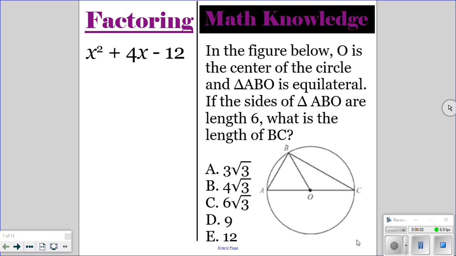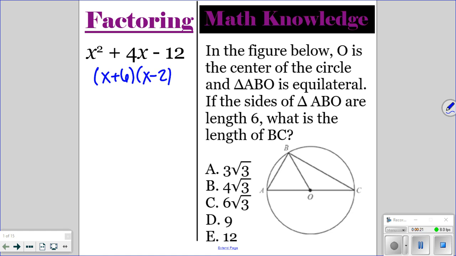All right, so y'all go ahead and do the factoring and the math knowledge question for today. Pause the video, and then once everyone is finished, you can unpause the video and I'll go over the correct answers. So for the factoring, you should have x plus 6 times x minus 2.